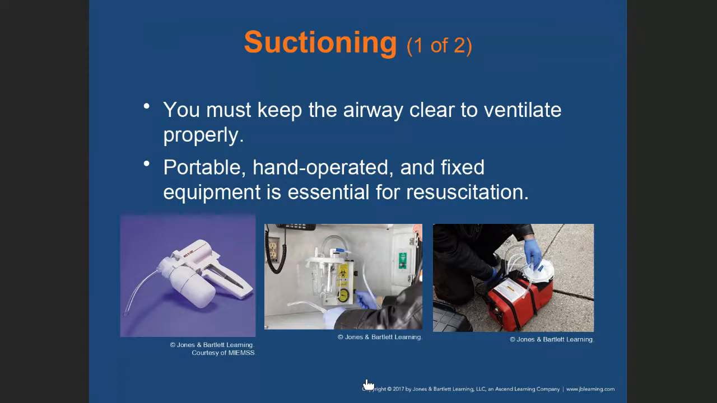And you have different types of suctioning devices. You have your portable, you have hand operated, and you have fixed equipment essential for resuscitation. The ambulance must have a suction unit on board. You have your portable battery operated suction device, and then you have your handheld. I'm not a fan of the handheld for adults. The smaller bulb suction for your infants can aid you, but the handheld for adults doesn't work very well based off of my experience in the field.